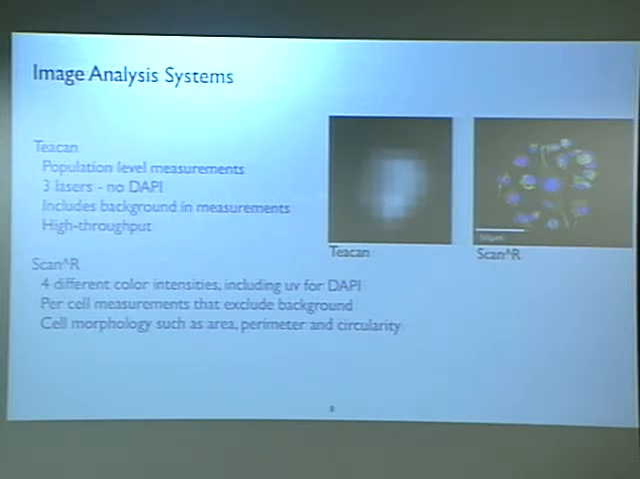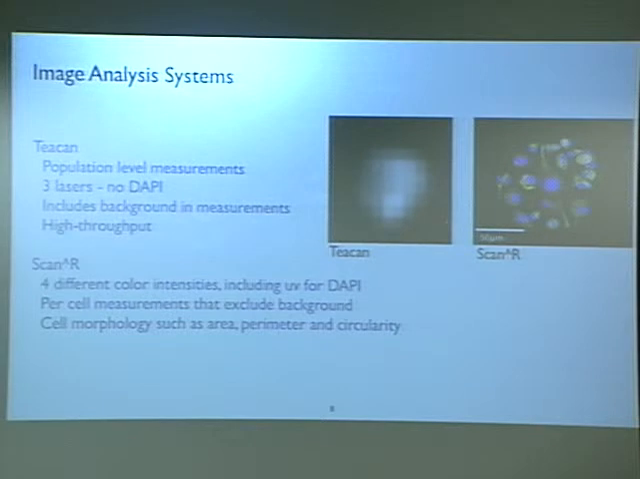After the staining, the cells are then imaged, and we have 2 different types of systems that we image on. The TCAN is a very high-speed, high-throughput system. It has 3 lasers. It does not have DAPI, which is significant to us because DAPI is a great way to locate cells, locate their nucleus, the DNA in the nucleus, and it's missing from this machine. But these are the kind of images that we get within a few minutes from the TCAN.